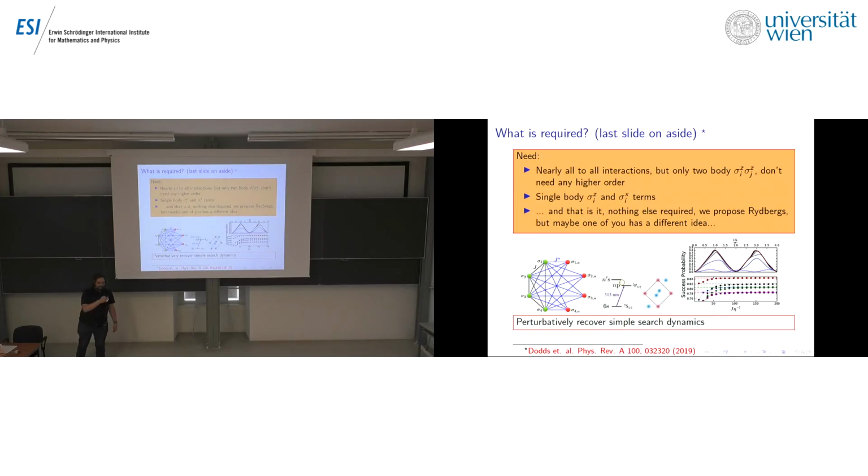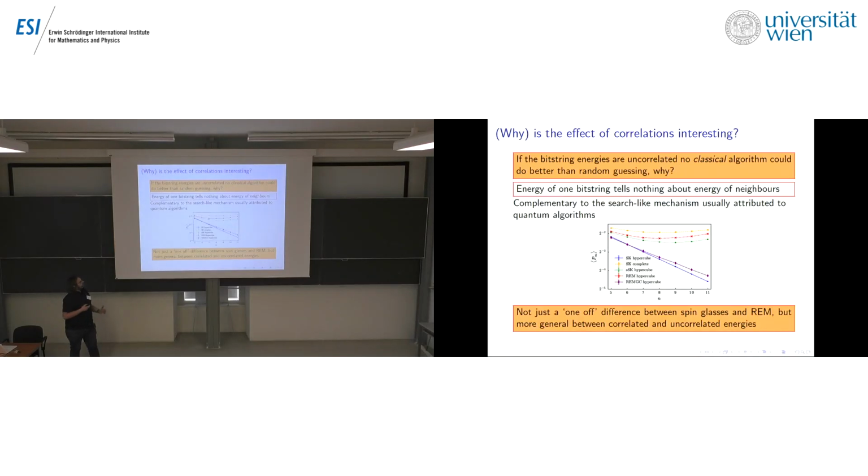All right, so now let's go back to our spin glasses. We've had a bit of a detour on unstructured problems and how they're different. Let's go back to structured problems, to problems where the energies of bit strings are correlated. And say, okay, why is this interesting? And is this really just a one-off, or two-off, I guess, comparing our spin glass to random energy model?